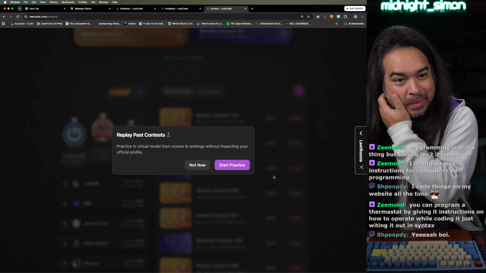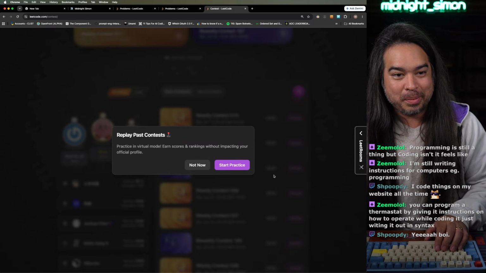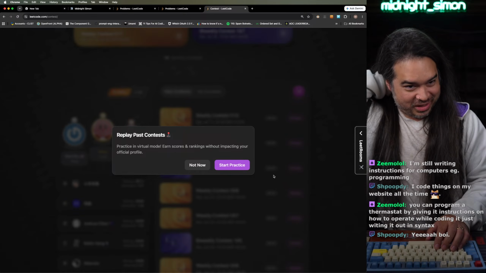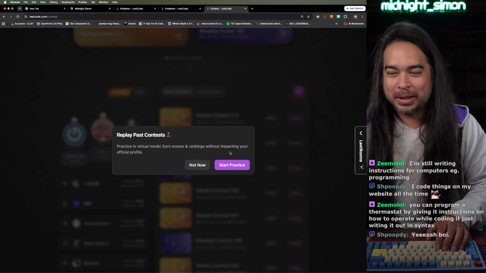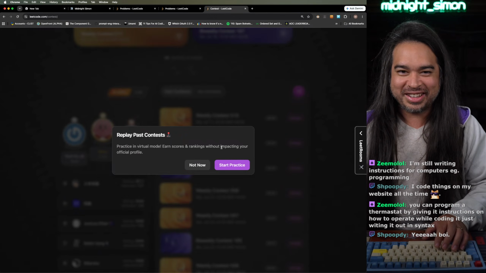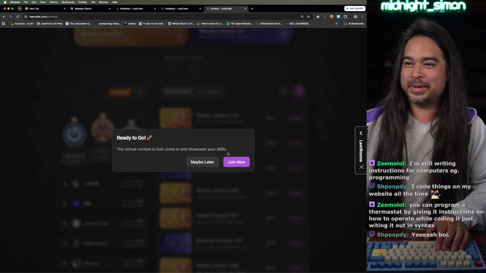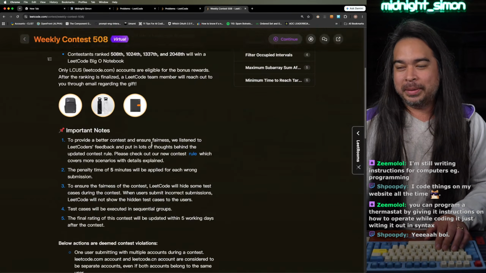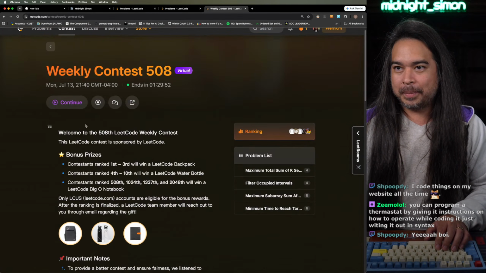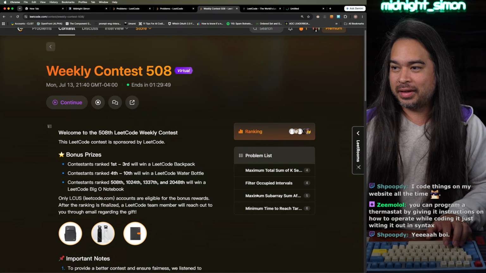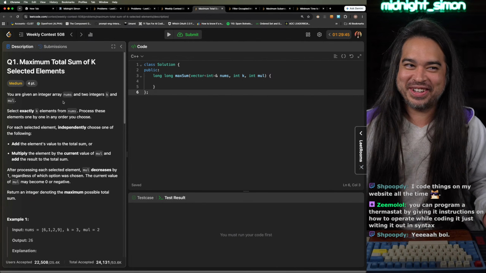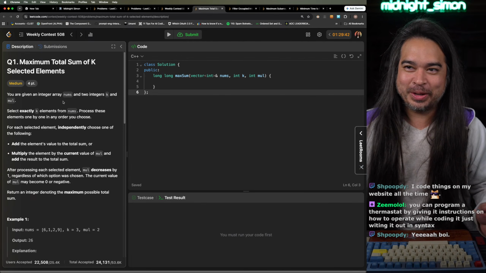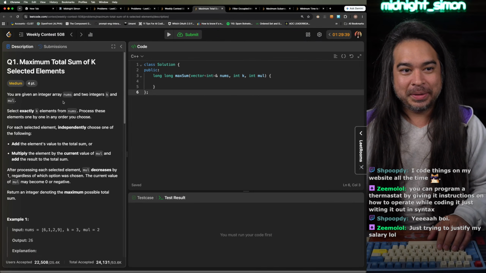You can program a thermostat by giving it instructions on how to operate, while coding it is just writing it out in syntax. Yeah, I see what you're saying, man. So I guess, alright, I guess I program in that sense still. Yeah, but from what I'm hearing, man, nobody at any job is writing code manually anymore. I was trying to justify my salary, yeah.